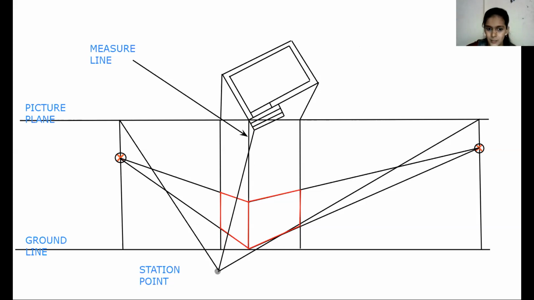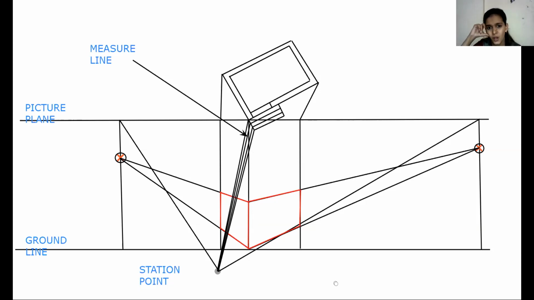Suppose this is a joint line between those 4 points. This is a joint line between those 4 points. For the very first point that touches the picture plane, we have already drawn the joining line with the station point. Now we need to consider a vertical line from these 4 points.